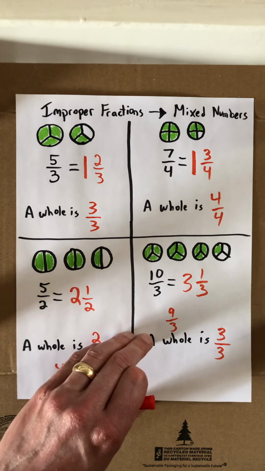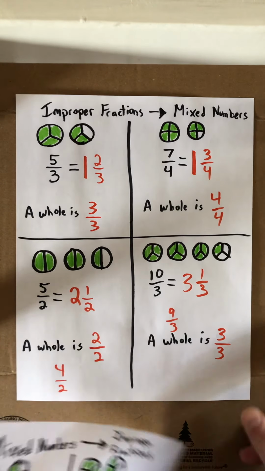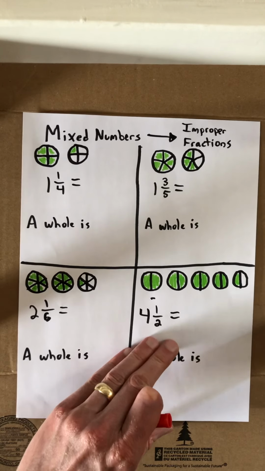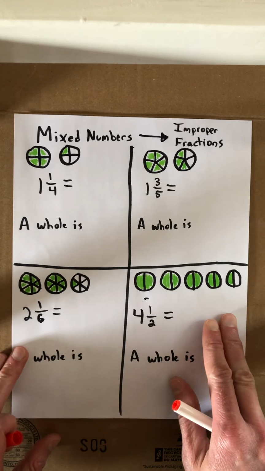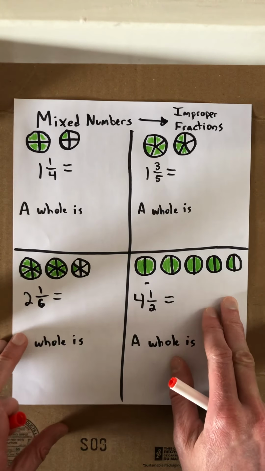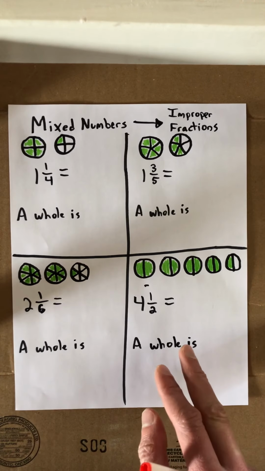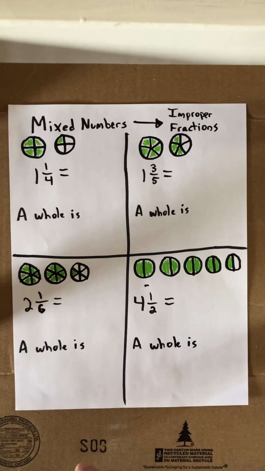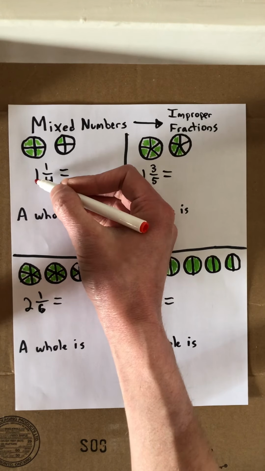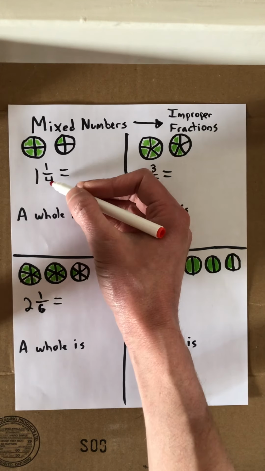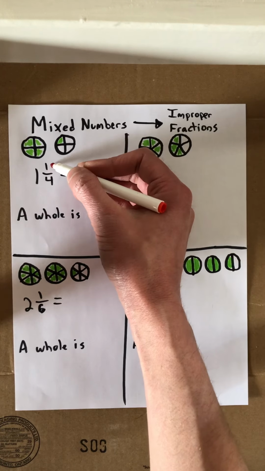Now, of course, anytime we do something one way in math, we often have to be able to do it the other way as well. So sometimes, especially if you're going to possibly do a subtraction problem, you might need to turn a mixed number back into an improper fraction. And so we have some examples of that over here. To do this, I can just simply take my whole number, multiply it by the denominator, and add it to the top.